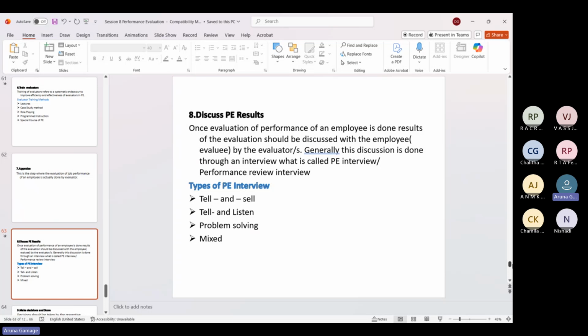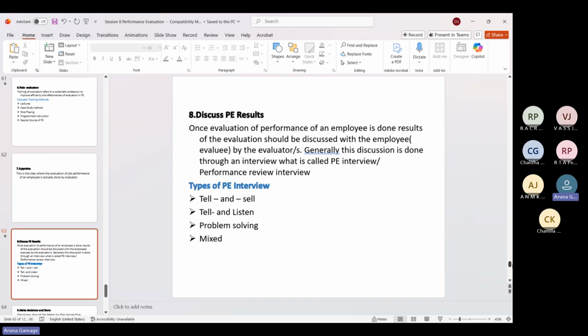The next step is to discuss performance evaluation results, understand. Although you do the evaluation, if you do not discuss the performance evaluation results with employees, it is useless. Almost all employees want to know how well they are doing their job. Don't you want to know how well you are doing your job? I want to know how well I am teaching. I want to get evaluated. Each and every employee wants to know how well they are doing. So discuss performance evaluation results with them.